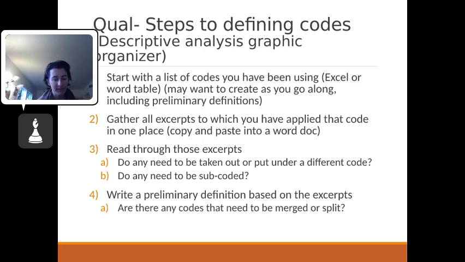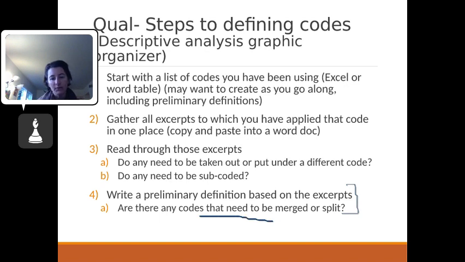And finally, after you've read through all the excerpts, you've redone where different things belong, you write a preliminary definition of the code based on what you read in the excerpts. So here is where you will revise. If you've already written a working definition, you will revise that working definition to reflect what you really see in those excerpts. And I would recommend a 2 to 3 sentence definition. You really want to get a little bit robust here. And the reason, of course, is that then that is transferred directly into your findings later.